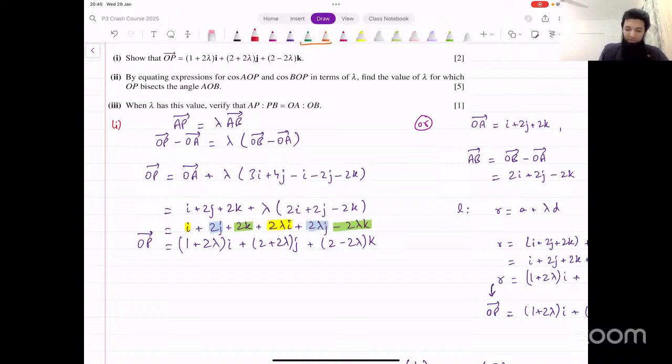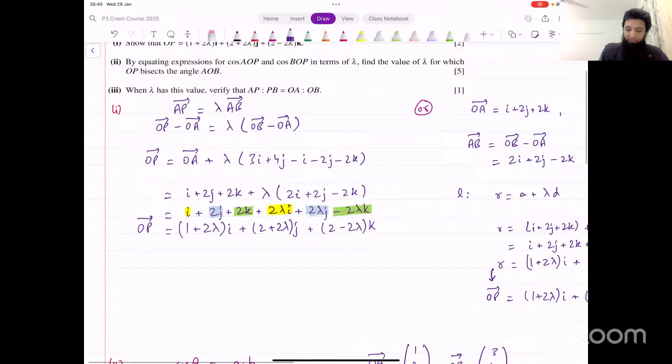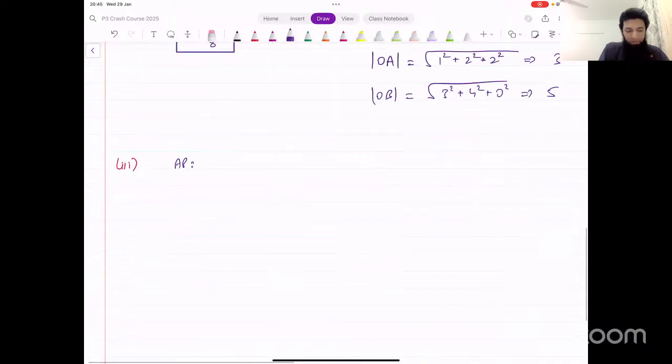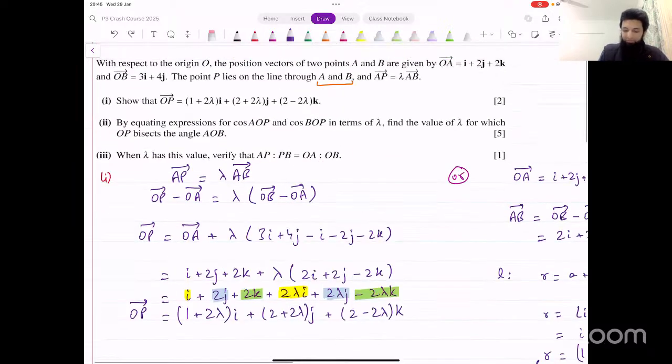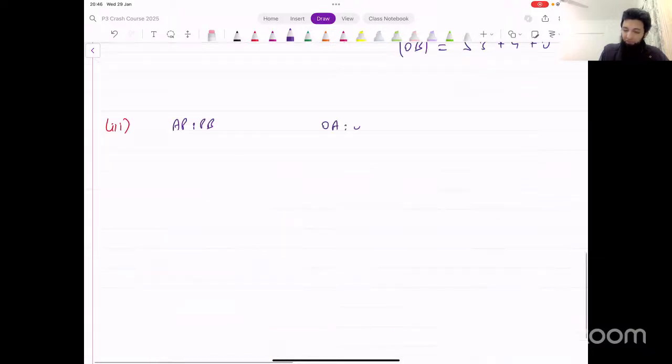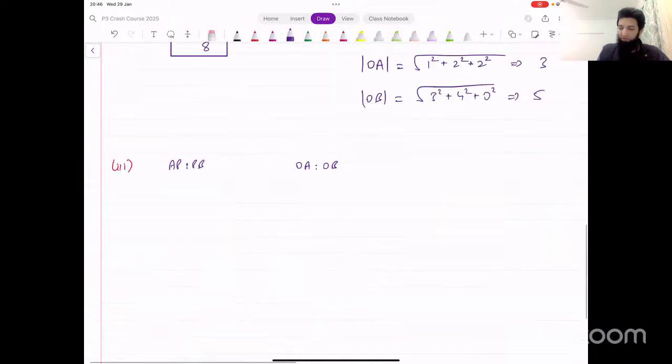Okay, now let me write that down here. They're saying when lambda has this value, AP ratio PB, you have to verify, it's not given, you have to verify that it is equal to OA ratio OB. We need to verify that these two are equal to each other. Okay, now how can we do this? Do we have the lengths for OA and OB already? We found them here. They were 3 and 5, right? So we already know that this is supposed to be 3:5.